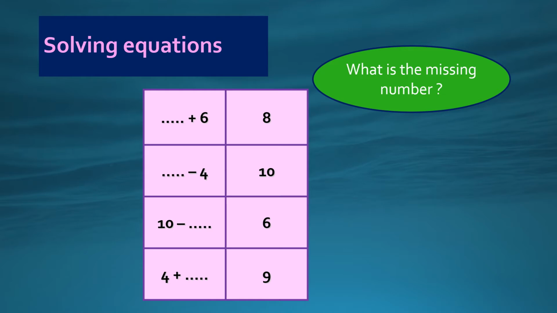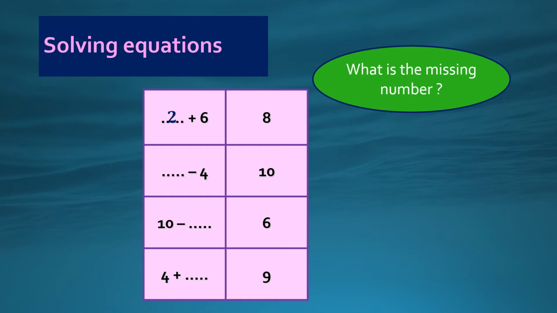Okay, here we have some exercises about solving equations, and you have to find the missing number in each one. Remember, you have to check your answer in each one. In number 1, what is the number? If you add 6 to it, you will get 8. Of course, we have 2. If we add 6 to it, we will get 8.